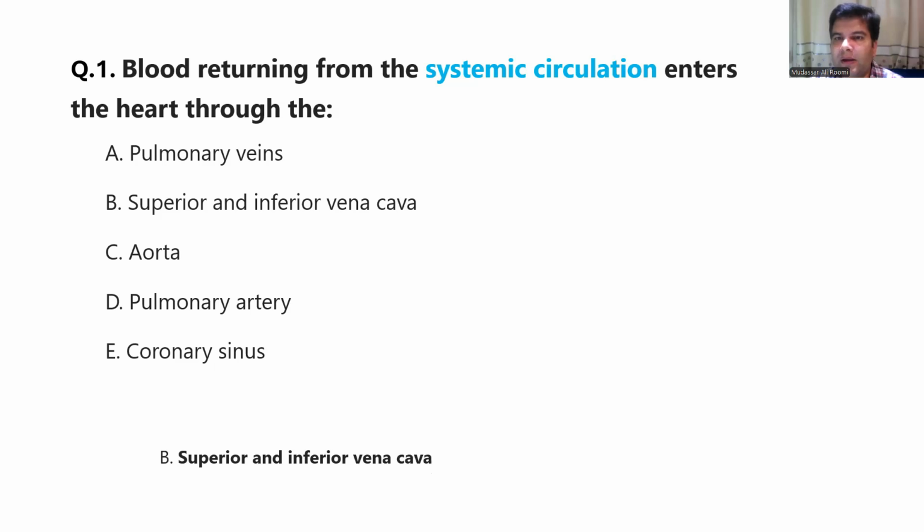So systemic circulation starts from the left ventricle and takes blood out of the heart along the aorta, and the blood returns back to the right atrium along the superior and inferior vena cava, while the pulmonary circulation starts from the right ventricle and blood goes to lungs along the pulmonary arteries and blood comes back to the left atrium.